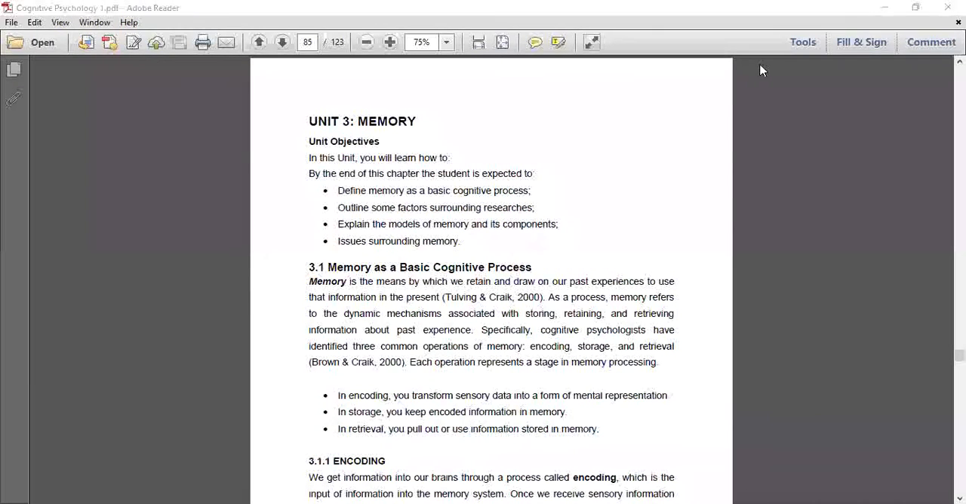Good day, colleagues. This is our episode where we are going to discuss what memory is in cognitive psychology. The objectives of our lesson are to define memory as a basic cognitive process, to understand its components and certain parts, and to outline some factors surrounding the research on memory. The models and other issues we will talk about in the next episode.